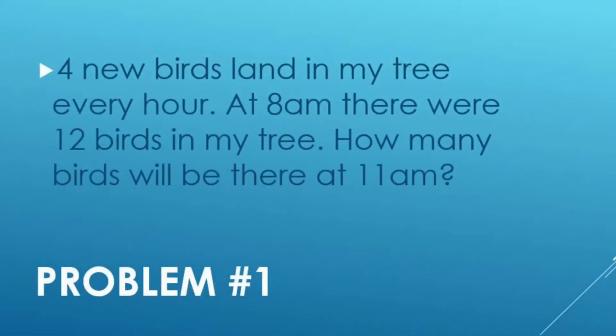Let's take a look at problem 1. It says 4 new birds land in my tree every hour. At 8 a.m., there were 12 birds in my tree. How many birds will be there at 11 a.m.? Now, as you get ready to read this question again, I want you to think about those questions that we looked at on the previous slide to help us determine the rule and then answer the question.